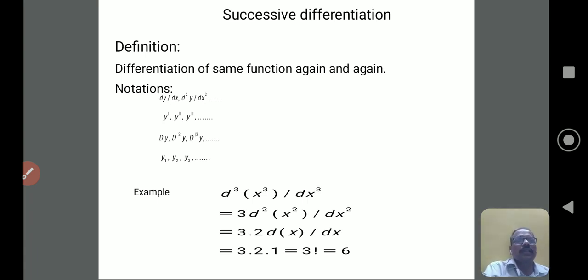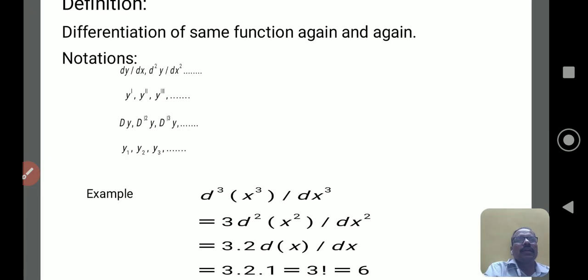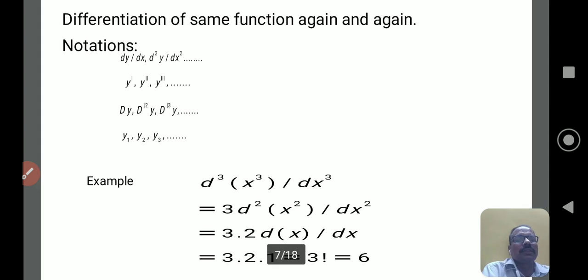Okay, you can take one example here. The differentiation of x cube, that is, the third order derivative we are going to find for x cube. We differentiate once. The differentiation of x cube can be written as 3 into x square. X square again you differentiate, it becomes 3 into 2 into x. Again you differentiate, it becomes 3 into 2 into 1, which can be written as 6. 6 can also be written as 3 factorial.